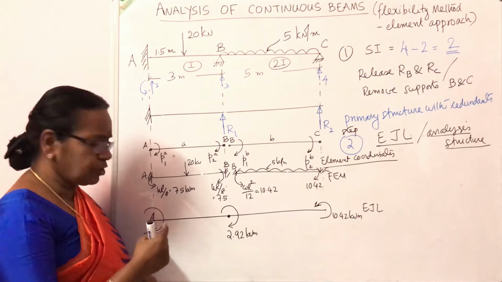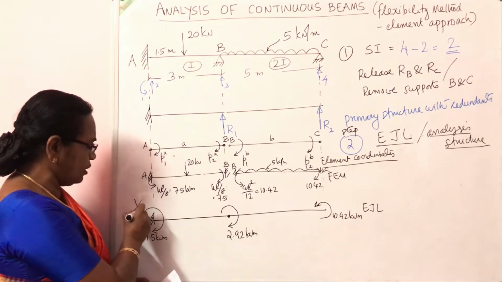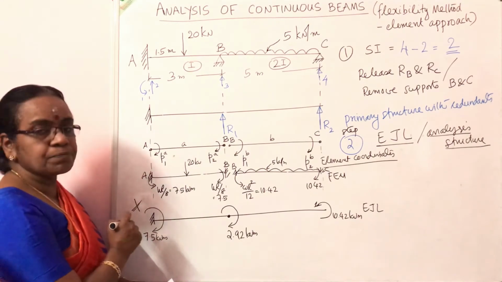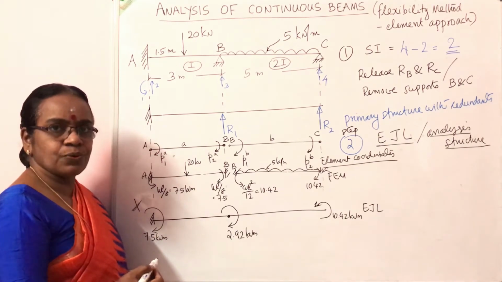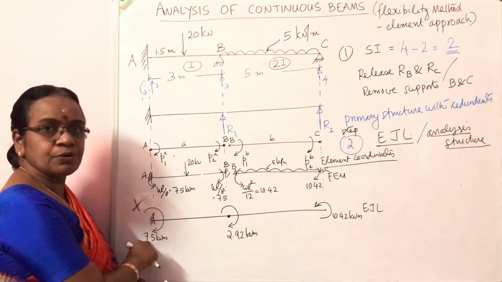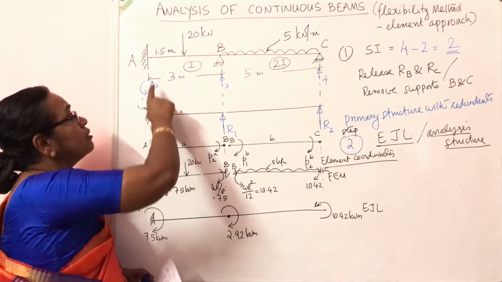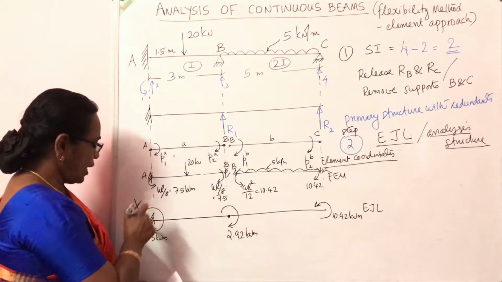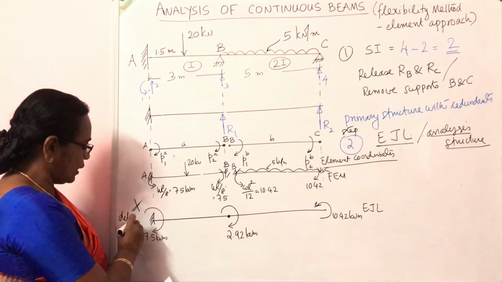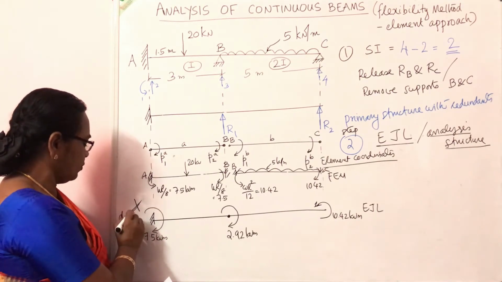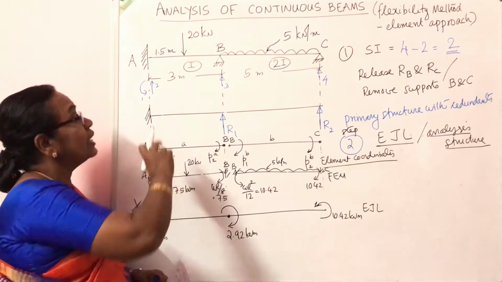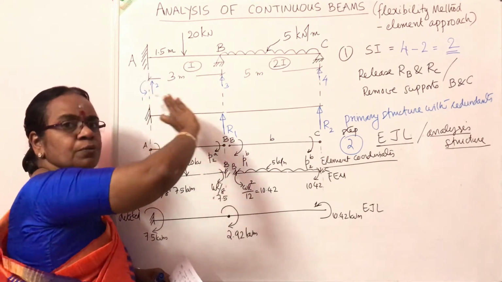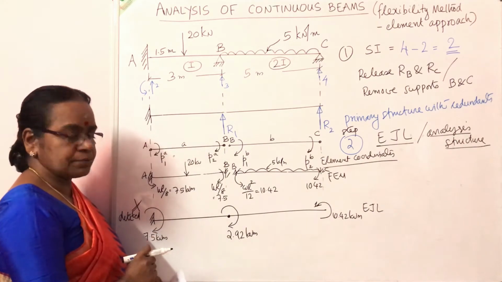So even if we don't take it in the analysis, even if we delete it, it will not change the analysis. So this 7.5 kilonewton meter, which is acting at the fixed support, can be deleted for the analysis purpose. Even if you did not consider this, the result will be the same, because that is a reaction of support A. It will not produce any bending anywhere.